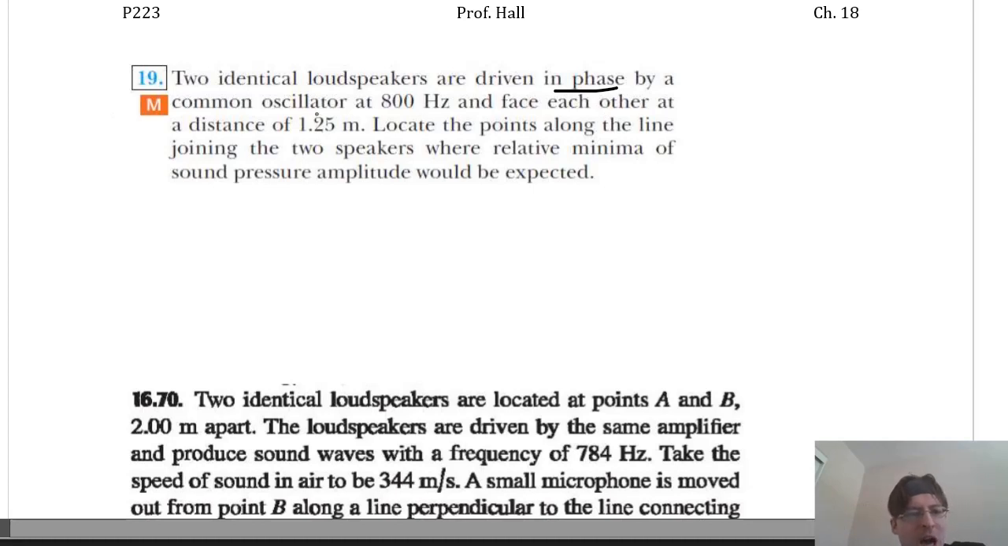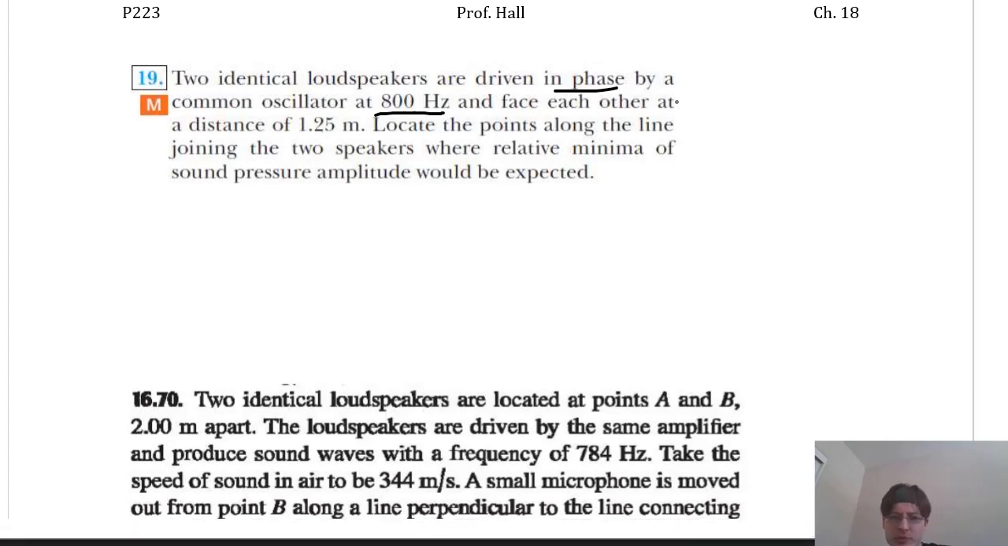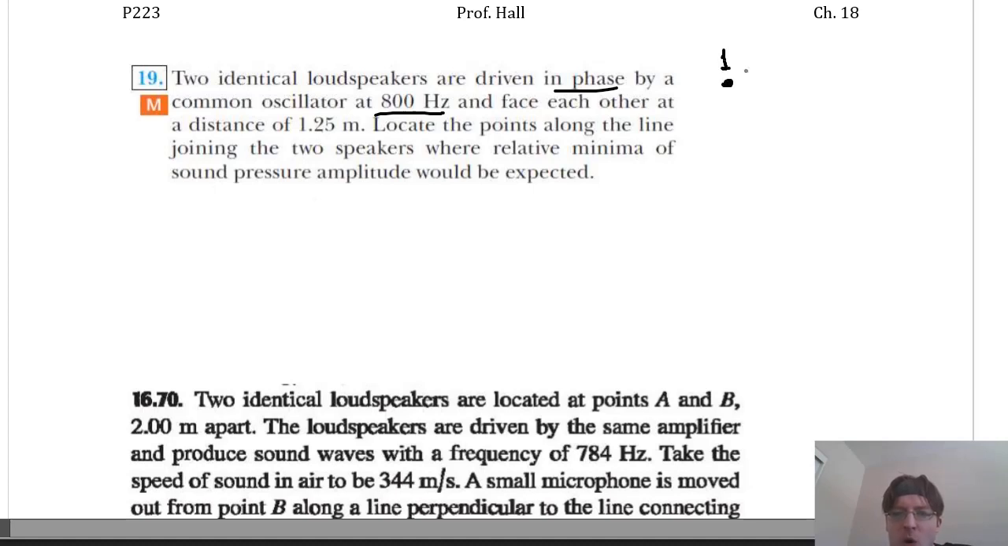And they're driven by a common oscillator, 800 hertz. It means they're both going at the same frequency. If they don't go at the same frequency, the wavelengths are different from the two sources, and you won't get those dead zones, and the effect doesn't occur. Okay, so we've got the two speakers facing each other. So it's the two sources, source number one and source number two. They're facing each other, and we're looking at the points along the line where there's minima of sound pressure. In other words, where are the dead zones?